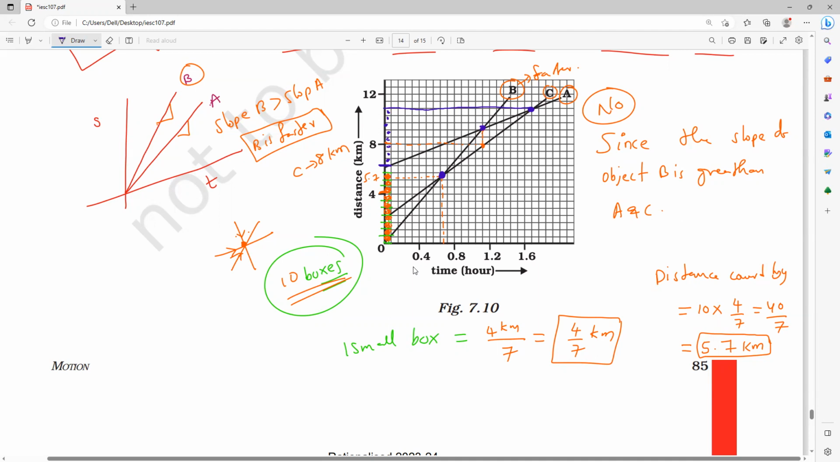So the distance traveled by C by the time of crossing A is equal to 8 boxes into 1 box, equal to how many kilometers? Everybody. 4 by 7 kilometers. So 32 divided by 7. How much is it? How much did C travel?